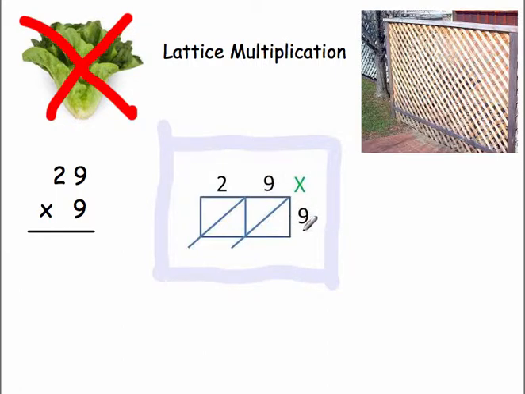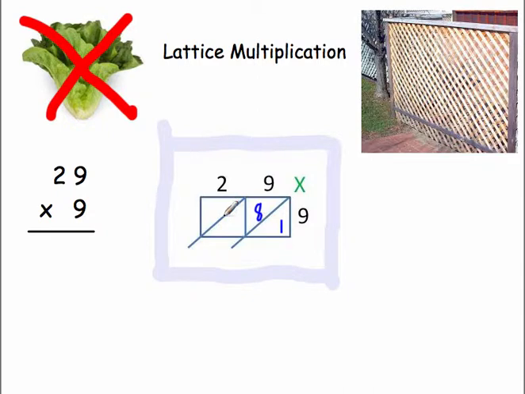So the first problem that we're going to do is 9 times 9. 9 times 9 is 81. So I want to write in this box 81. I want to separate the numbers on each side of the diagonal line, but I want to keep them in the same order, 8, 1. Then I'm going to move to this next box.